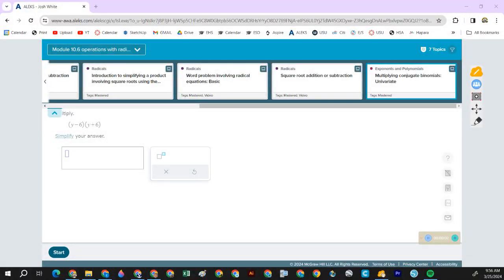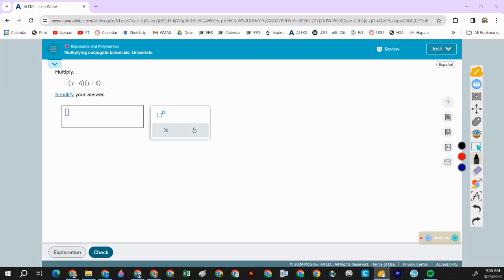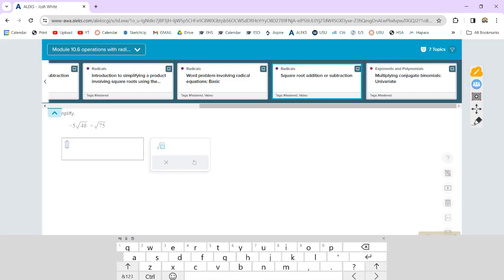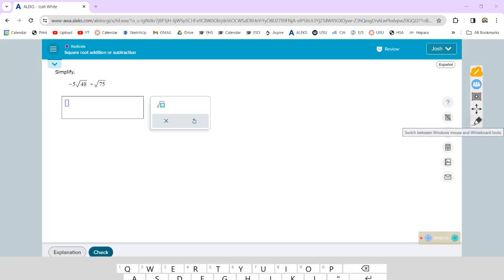This is 10.6. Multiplying binomials. Hopefully you can do this in your head. Y squared minus 6 plus 6 turns into 0, minus 36. Okay. Square root addition or subtraction.